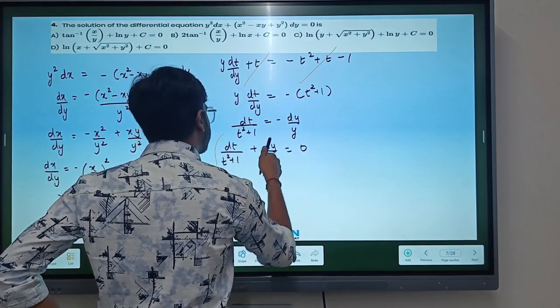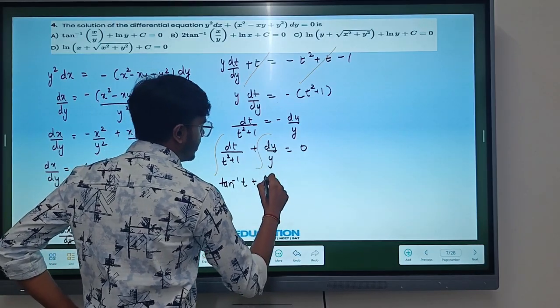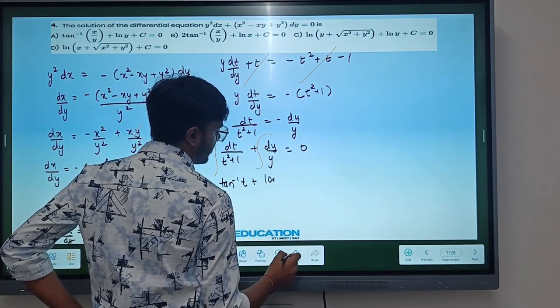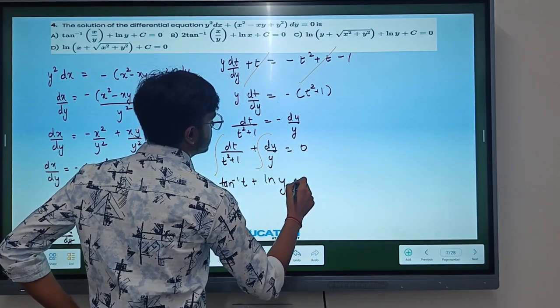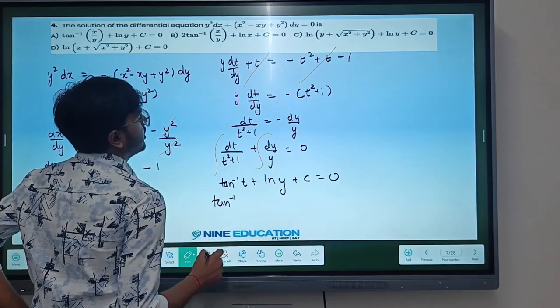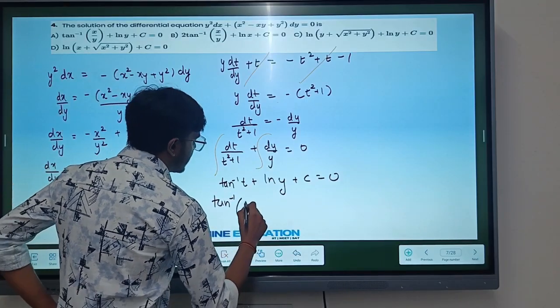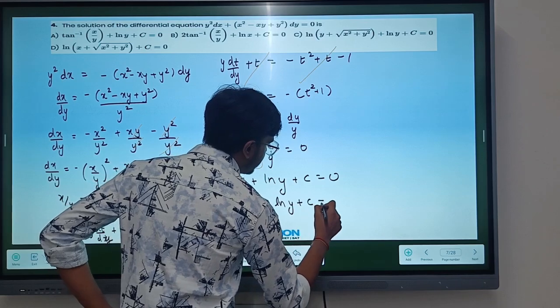If I integrate both sides, integration of dt by t square plus 1 is tan inverse t, integration dy by y is log mod y or ln y, because here ln y is given, plus c equal to 0. And what is t? What was t? T was x by y. So tan inverse x by y plus ln y plus c equal to 0.